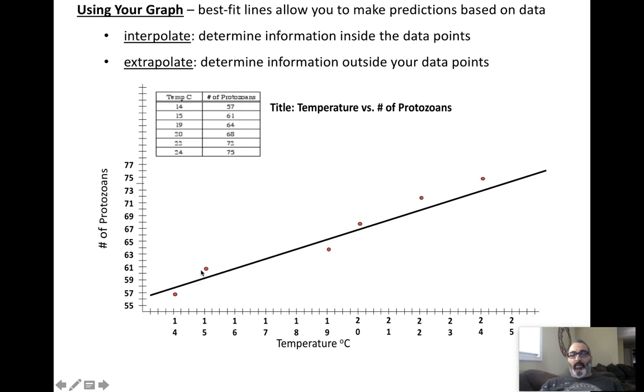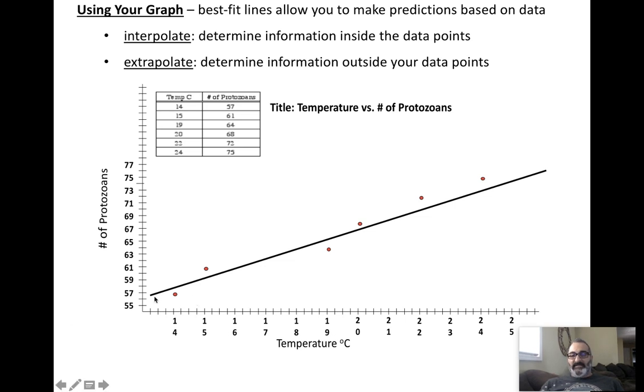So then they plot the points. The first one is 14 over, 57 up. That's right there. Next one is 15 over, 61 up, 19 over, 64 up, and so on and so forth for all these points. All the points were plotted. Well, they're showing an upward trend, all right? But they do not form a perfect straight line. So in a scientific graph, you make what's called a best fit line.